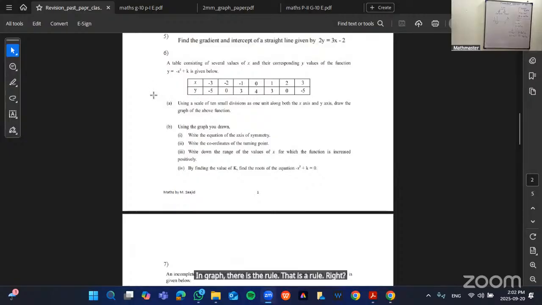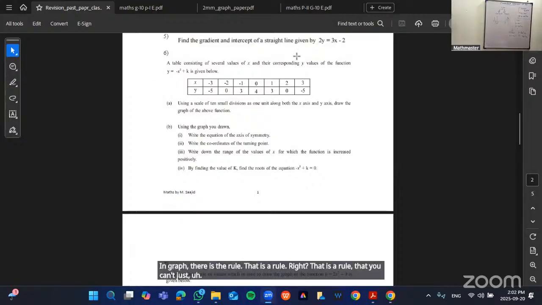That is a rule that you can't just, by seeing this, say plus means it's increasing, therefore it should be maximum, and here minus means it is decreasing. No, minus means it always decreases down, therefore it's minimum. No, it's wrong.